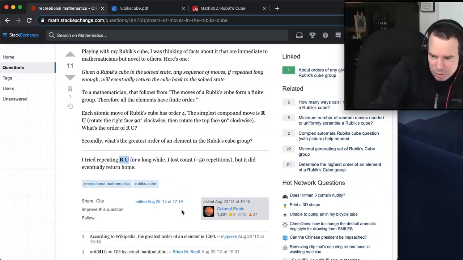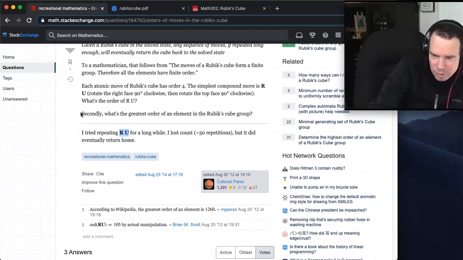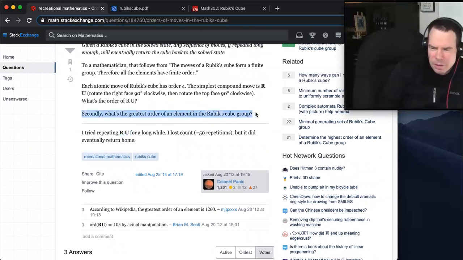In fact, what's interesting down here is there was this other question that said, secondly, what's the greatest order of an element in the Rubik's Cube group? So in other words, you've got these move sequences on the cube. If you do a move sequence, let's call that an element of the Rubik's Cube group, so a permutation. And if we repeat that move sequence over and over again, it'll eventually return home. What is the biggest order that a move sequence on the Rubik's Cube can have?